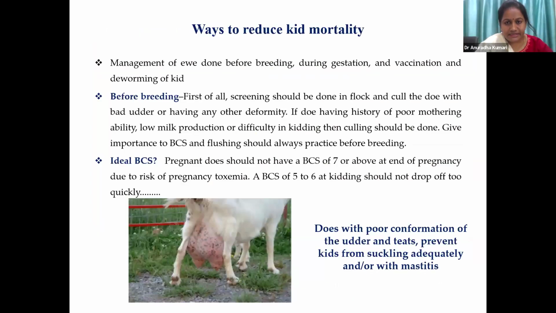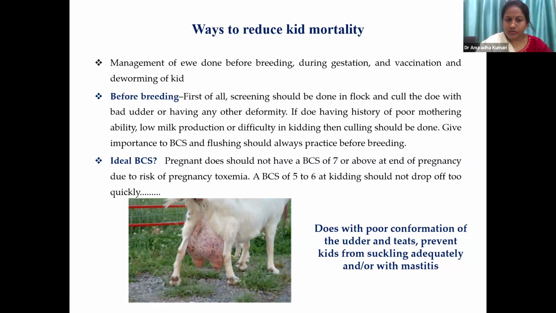So what are the different steps where we can work to prevent kid mortality? It starts well before the arrival of the kid. It starts at the time of breeding of the doe, during the gestation period, and after the birth of the kid. So we will discuss the preventive measures under different subheadings. First, we will discuss the breeding practices that should be followed to prevent kid mortality.